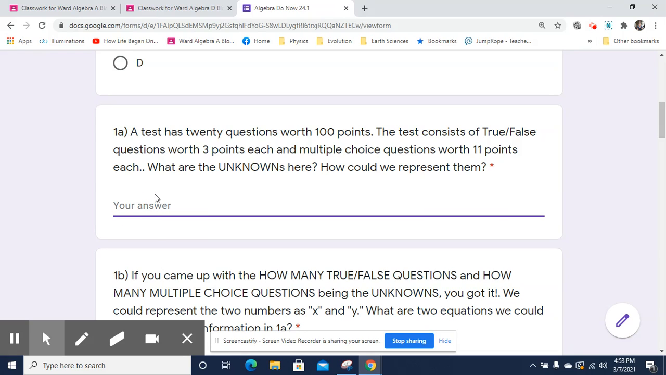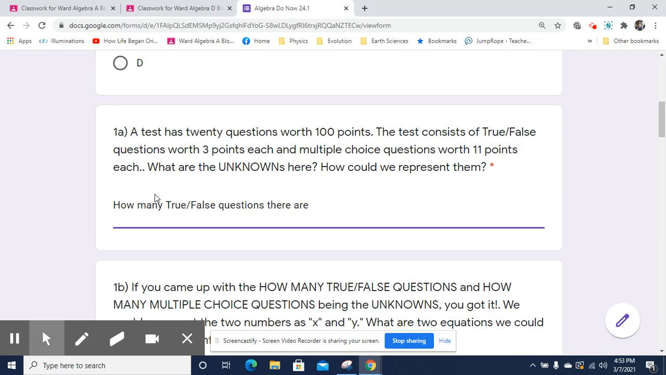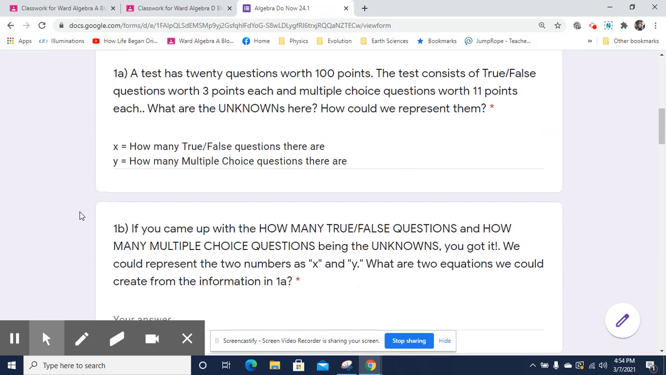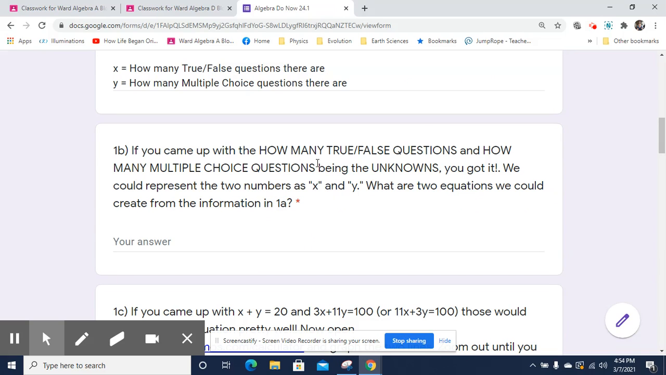Well, what's unknown is simply how many true-false questions there are, and how many multiple-choice questions there are. We could call the number of true-false questions X, because that's a variable for unknown. We don't know how many it is. We could call the number of multiple-choice questions Y, and that'll work. So if you came up with that as the unknowns, you got it.